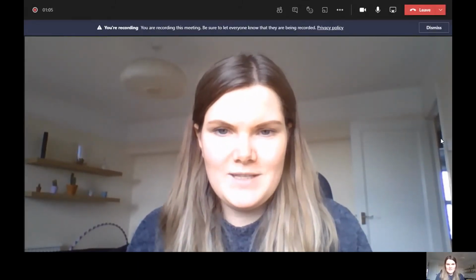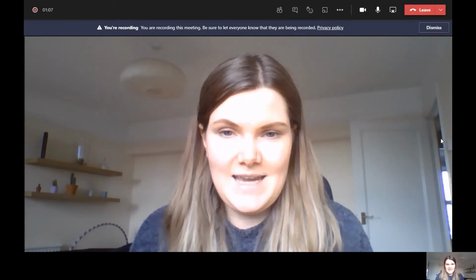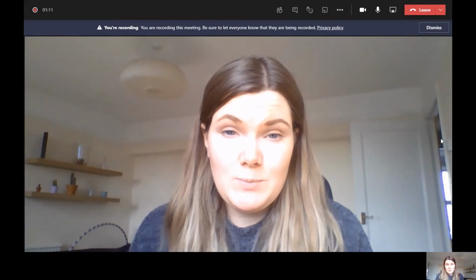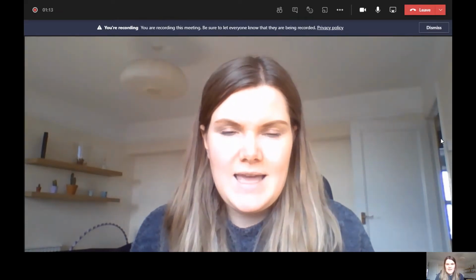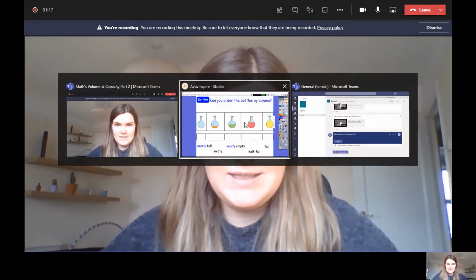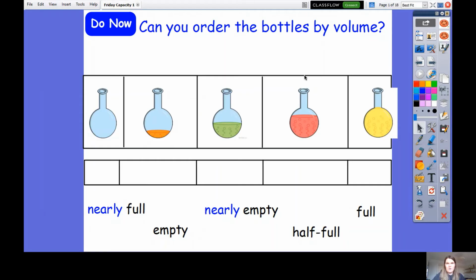Okay, year one. Well, this is the second part of our maths lesson today. So in our first part, we focused all on volume. This part, we're going to be looking more closely at capacity. So let's have a go at our do now to see what we can remember from volume.